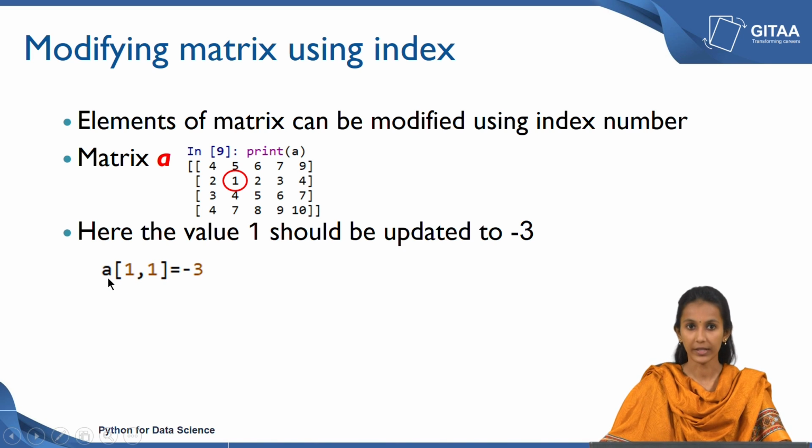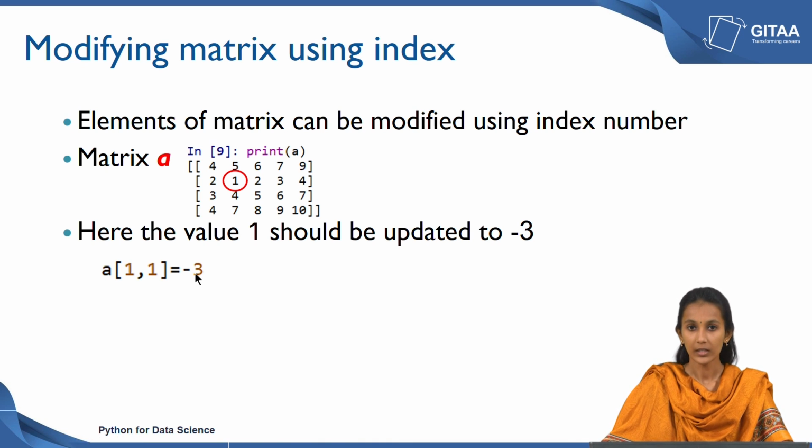So you have to specify the matrix name A. The row index is 1 and the column index is 1. So you have to specify the index numbers. This 1 corresponds to the row index and this 1 corresponds to the column index. Since we wanted to change it to -3, I am specifying that here.